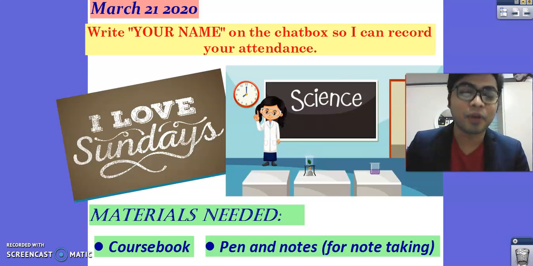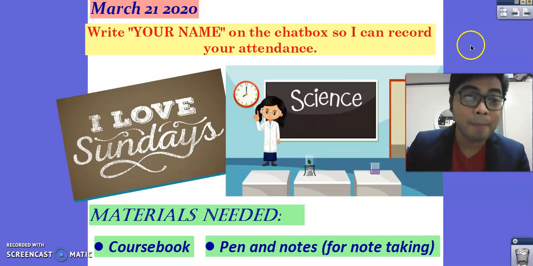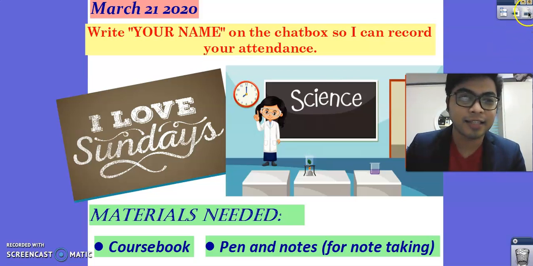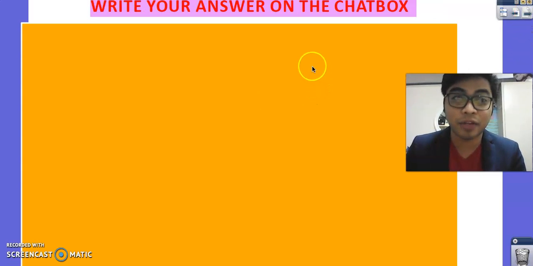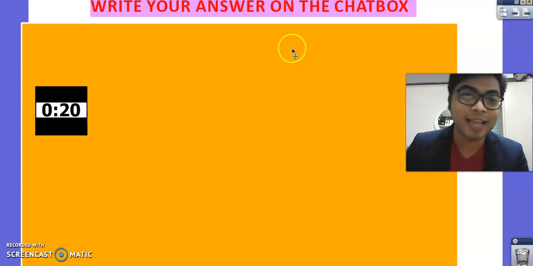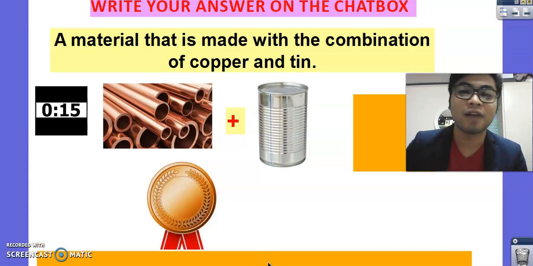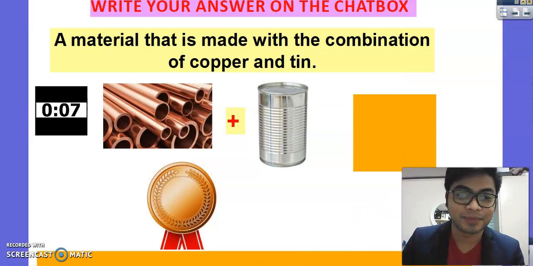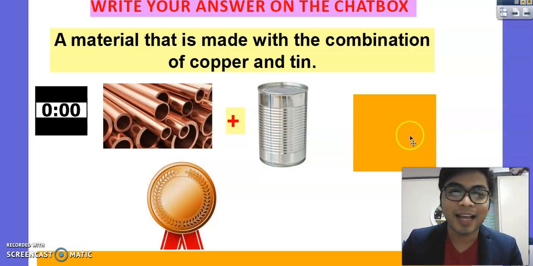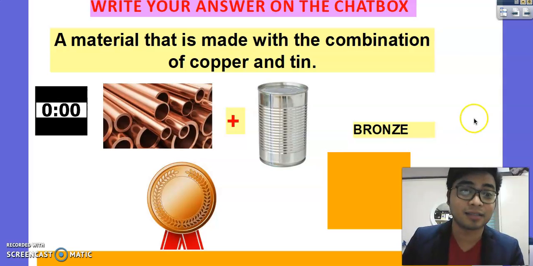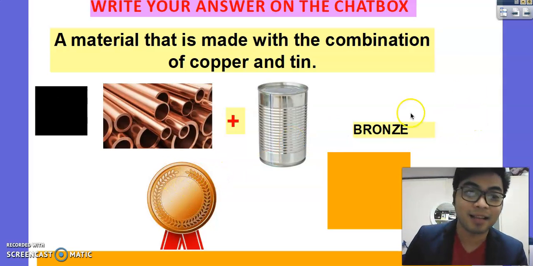Okay, before we start, let's have a little bit of mind-boggling exercises. Question number 1, you need to write your answer on the chat box. A material that is made with a combination of copper and tin. What do you think this is? The correct answer is bronze. So it's a bronze metal.